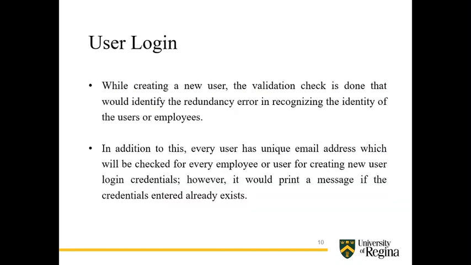So here it is written that while creating a new user, the validation is checked. The validation is checked at the registration and the user login both, which would identify the redundancy error in recognizing the identity of the username. For example, if a user has already added, while registering, a used email ID, it would obviously create an error. So a message will be reflected that his email ID already exists. So it will notify the user that he is using the used email ID.